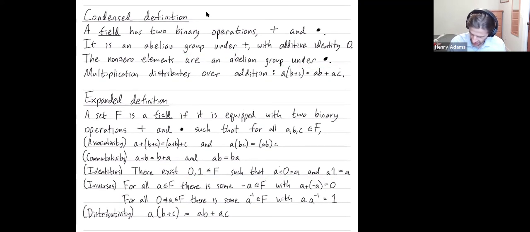Inverses, okay, inverses relate to having a group under addition. And for multiplication, you'll see that we only required the non-zero elements to have inverses, because we only needed a group under multiplication for the non-zero elements of our field. And distributivity is sort of copied over exactly.